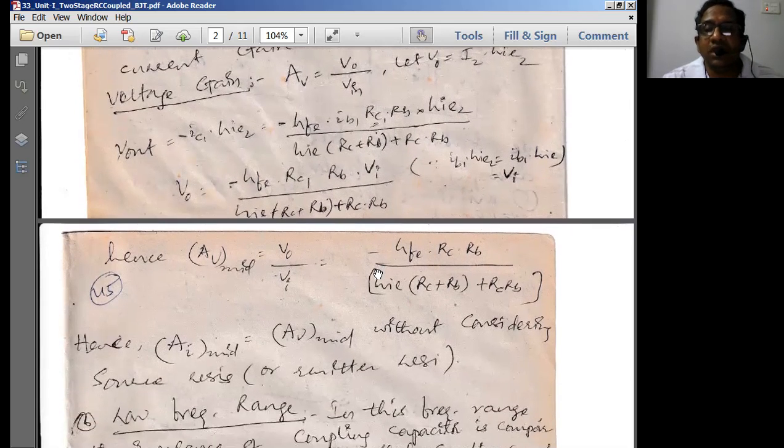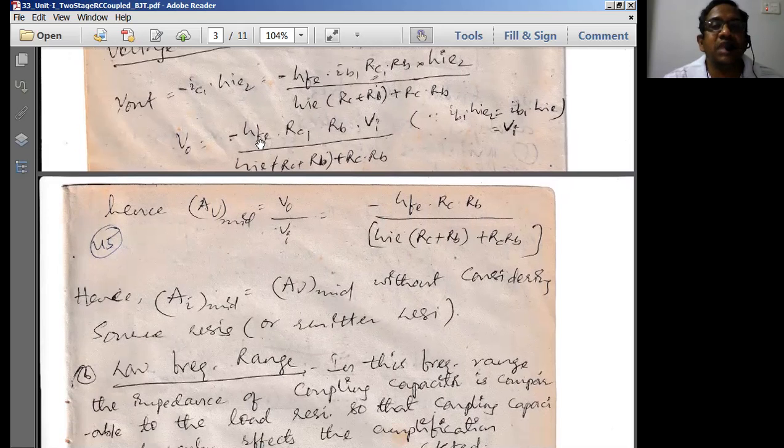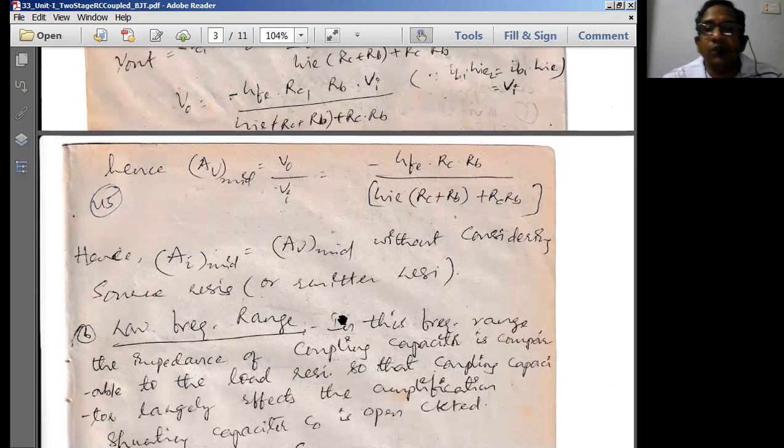So this is the equation that we normally going to have. V0 is equal to this equation. Then let us substitute this in this equation, V0 by VI, so VI will get cancelled. Finally, the voltage gain at mid-band is minus HFE into RC. RC1 will be equal to RC2 will be equal to RC, and RB1 is equal to RB2 is equal to RB. Both of them are going to be same. And HIE into RC plus RB plus RC RB. So this is the overall mid-band gain equation for us.